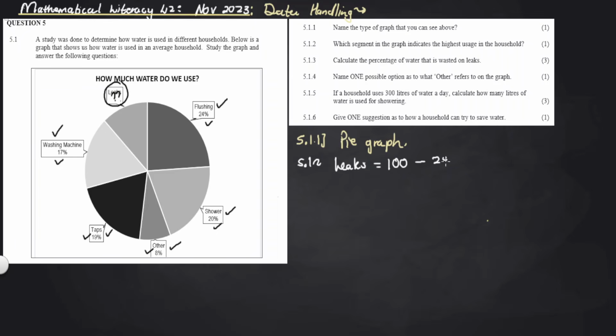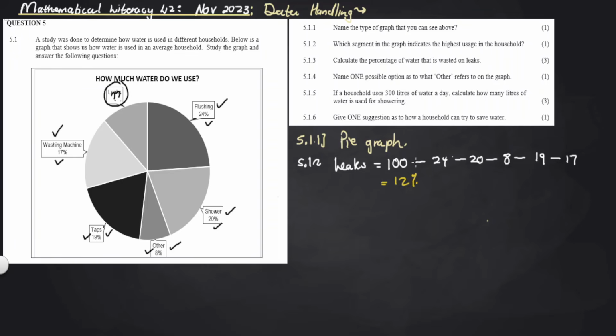subtract the 24% for the flushing, minus 20% for the shower, minus other for whatever is happening there. Taps 19, washing machine 17. So let's do the entire calculation and see what percentage the leakages have. So it's 100 minus 24 minus 20 minus 8 minus 19 minus 17. I'm getting 12%.